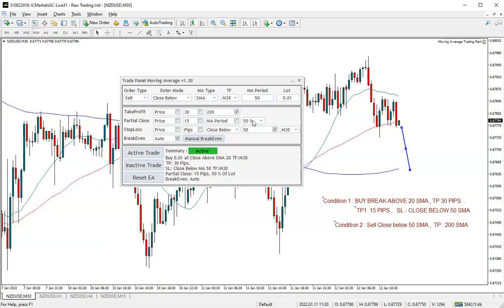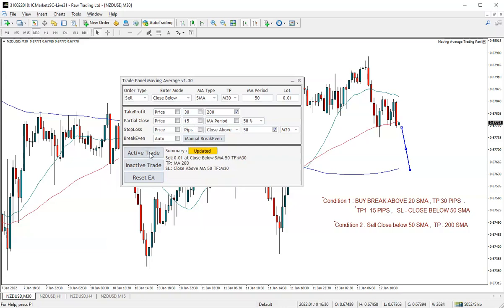Partial close we are not using right now. And for the stop loss, I want to use the 50 moving average. Since we are in a sell, if price closes above the 50 moving average, for example, the price has closed below the 50 SMA, and we should be in a sell right now. But if price reverses and again closes above the 50 SMA, I don't want to stay in the trade. So I will be using my 50 SMA as a stop loss here. Again, same time frame, 30, and I don't need a break even setting here because I'm not taking partial profit.